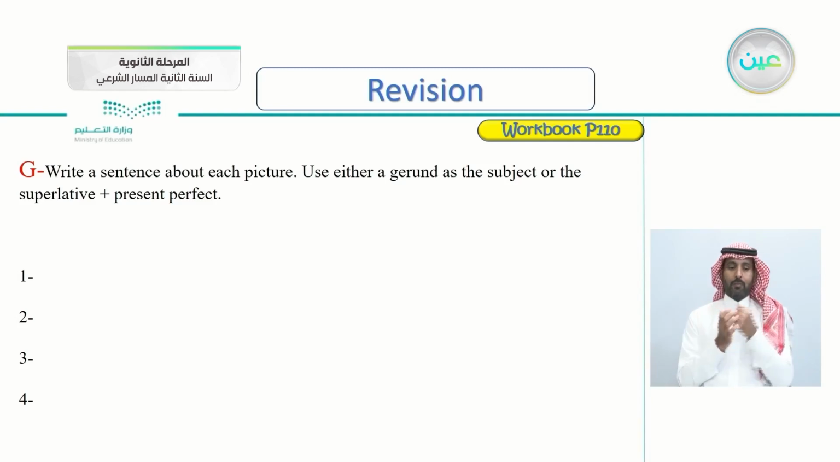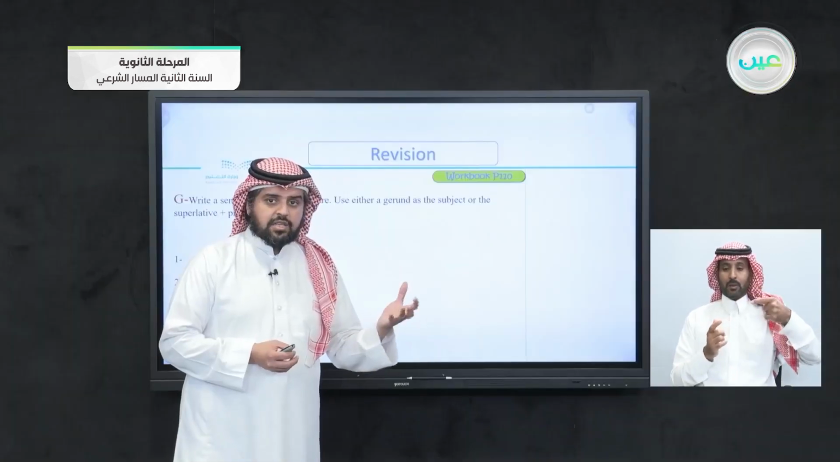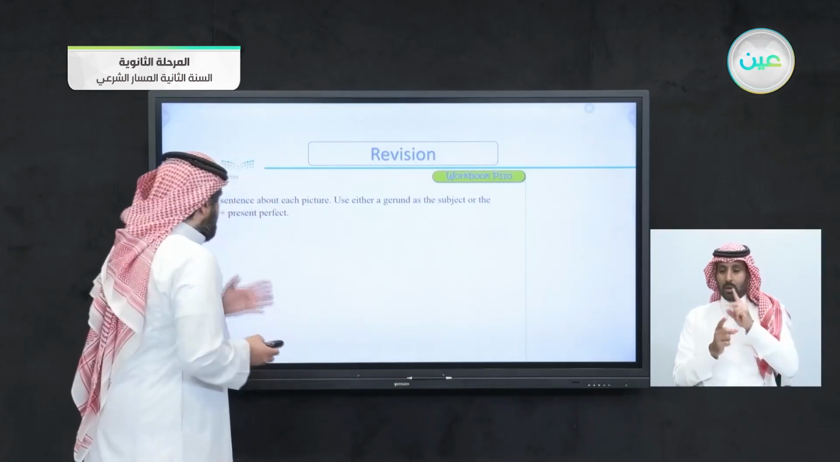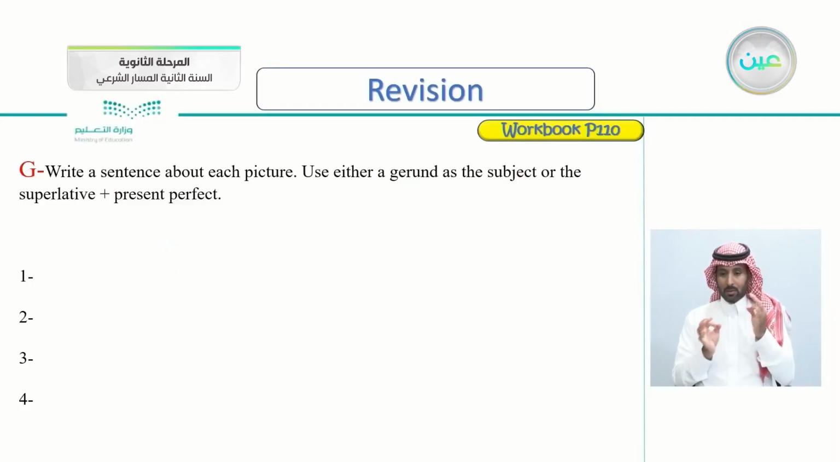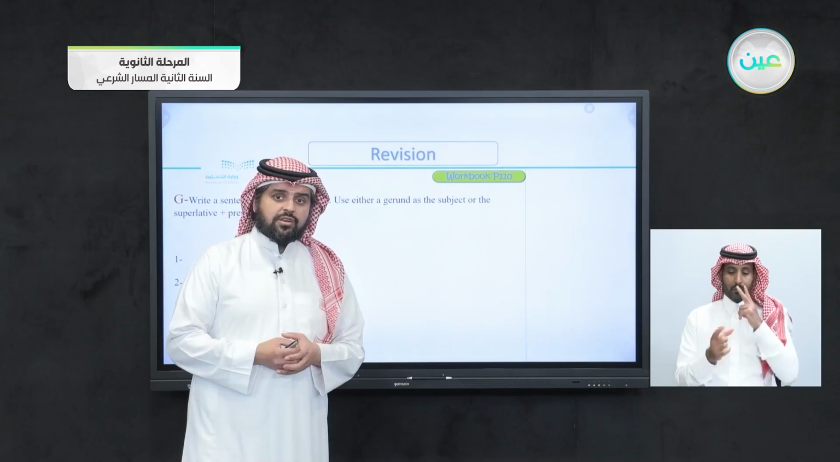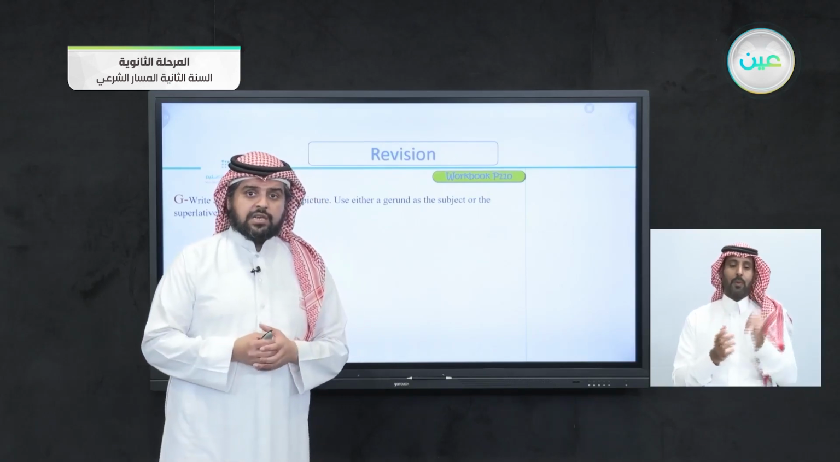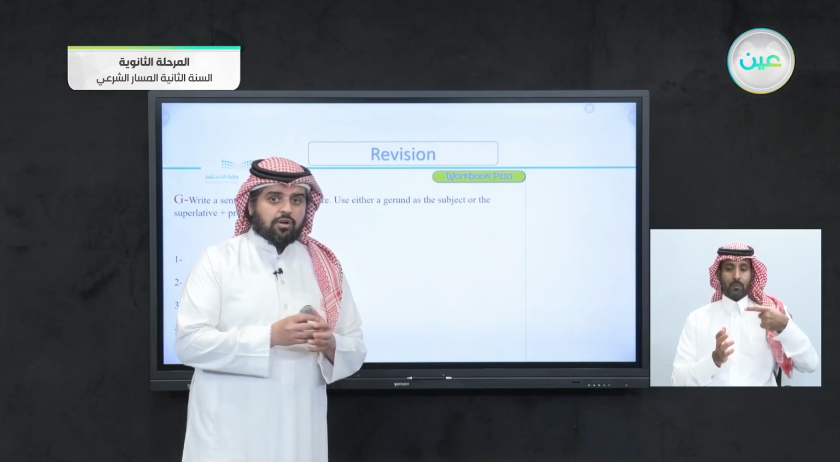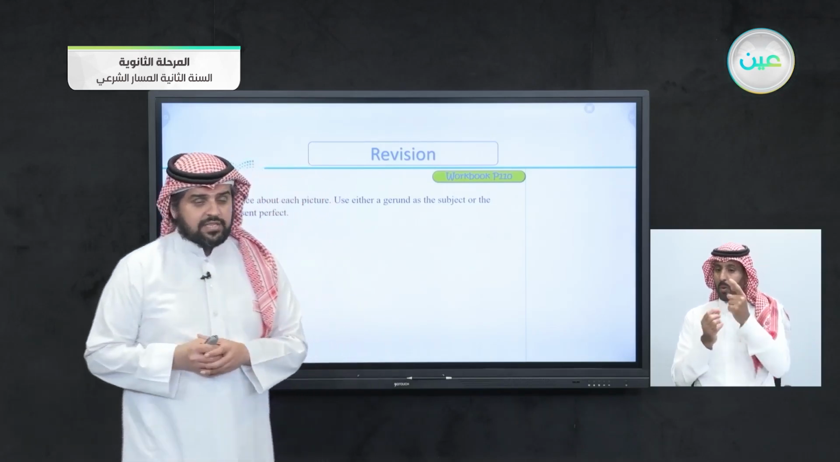Exercise G, write a sentence about each picture. Use either a gerund as the subject or the superlative plus the present perfect. So look at each picture and come up with a sentence. You can come up with any sentence you want as long as you write it correctly and use the gerund as the subject or the superlative plus the present perfect.